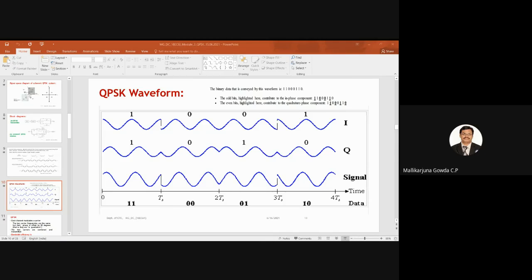The next one is what? 1, 0. For 1, 0, the phase shift will be what? 135 degree, which is nothing but 3 pi by 4. So that is why it starts with 135 degree and ends with 135 degree. So clear it is. I hope all should be able to write without any mistake about the QPSK waveform. Now it is your time to interpret this waveform.